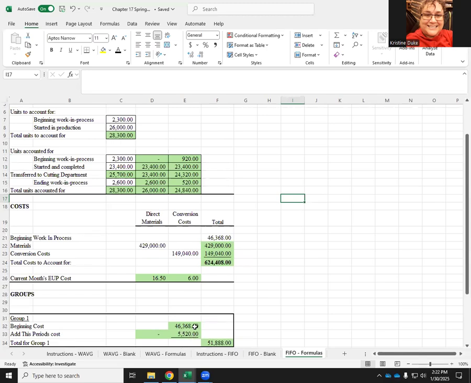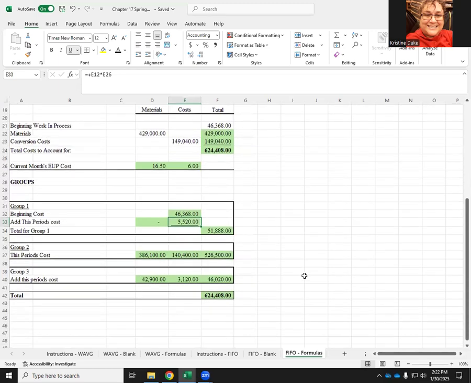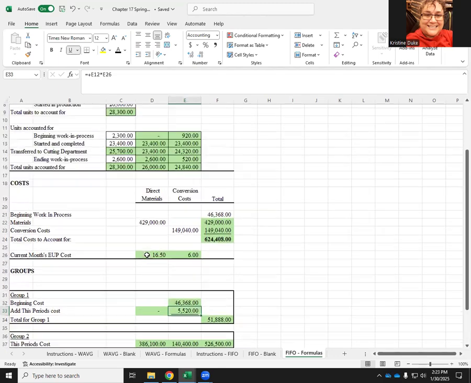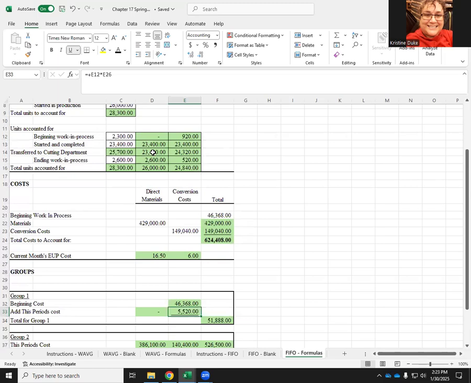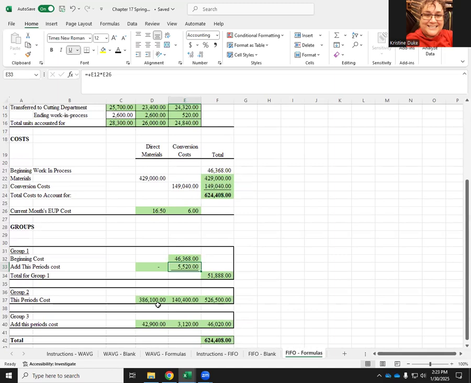So up here, we already know there's your 46,368, got it from right here. And then what we do here is our beginning work in process. We had 920 units in conversion multiplied by the 6. There's my answer. I add the two together. That's my beginning work in process. Now I do the same thing with my started and transferred. I need to account for 23,400 multiplied by the 1,650.